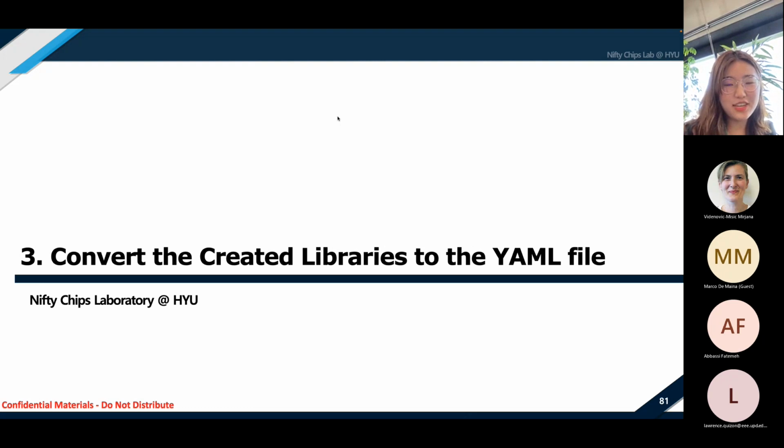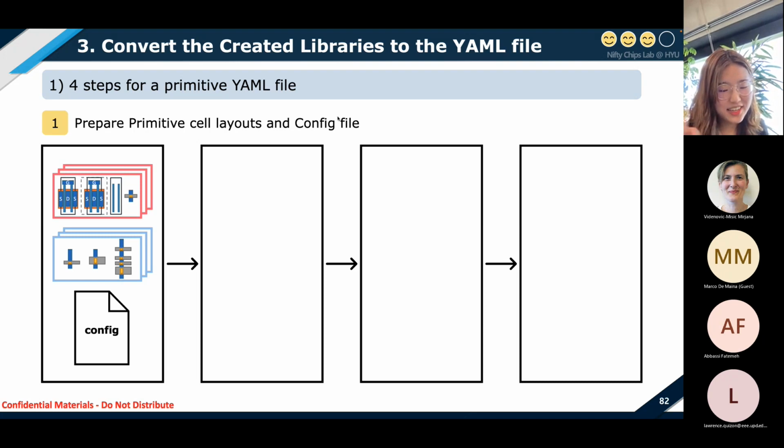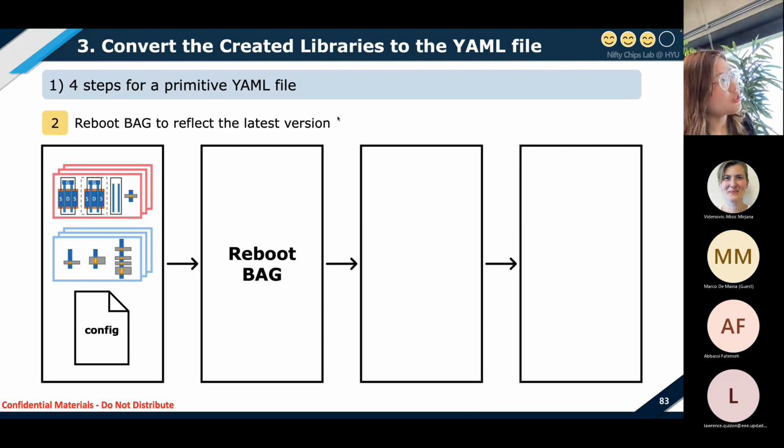And this is today's last chapter. As I said before, the YAML should be created in other ways for MOSAIC so far. Here are 4 steps to convert primitive templates and grid libraries to YAML files. First, you should draw primitive cells and write the config file. And then we should remove the bag to reflect the latest version layout.